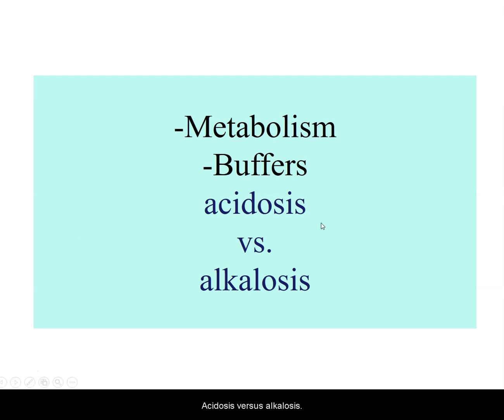Acidosis versus alkalosis. Your blood has a pH of about 7.4. Now think about 7.4 on that pH scale. What would that be? Would it be neutral, acidic, or basic? Well, 7.4 is a higher number than 7. So your blood is slightly alkaline or basic.